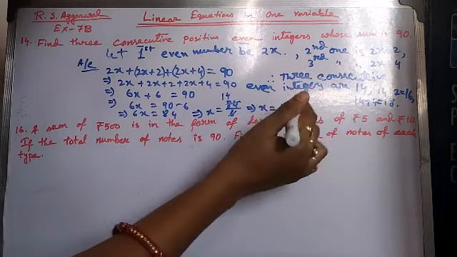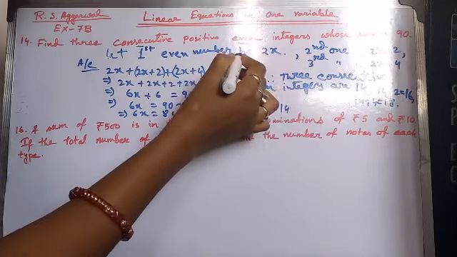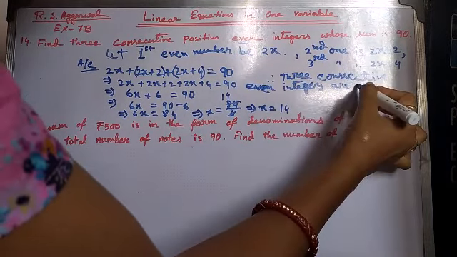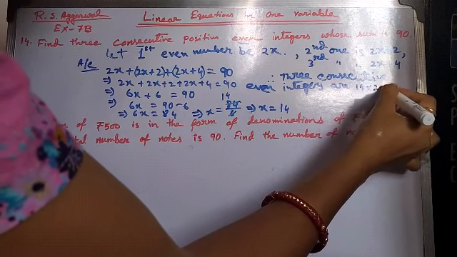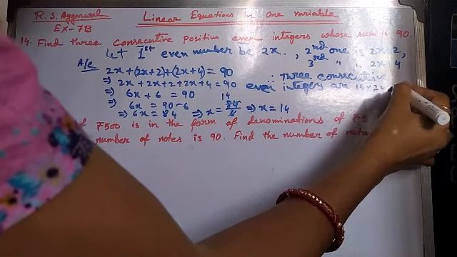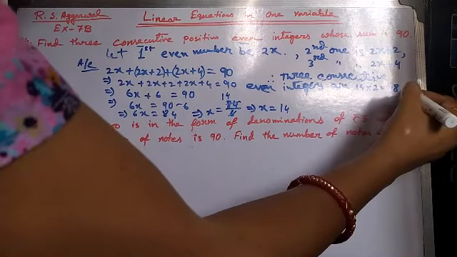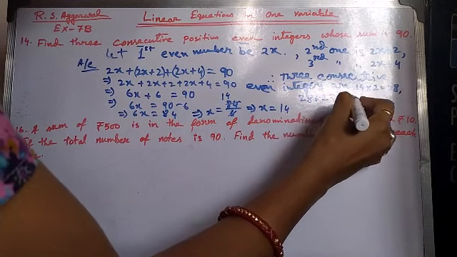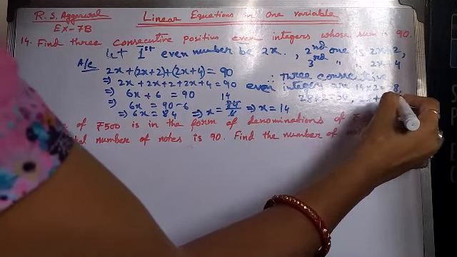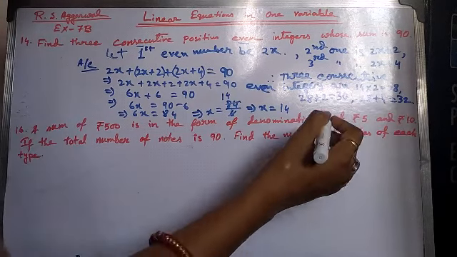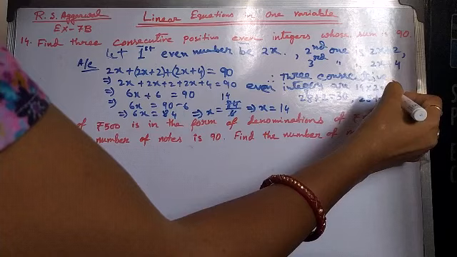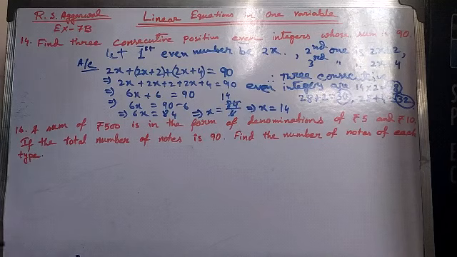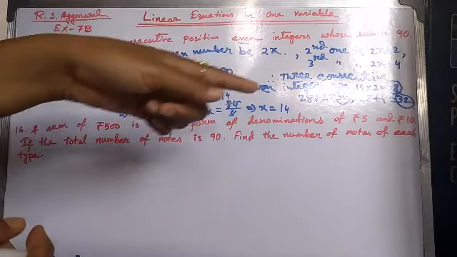Sorry, one thing here: x equals 14, but I have taken 2x, that's why it will be 2x, that means 14 into 2, that is 28. Then 28 plus 2, that means 30, and the last one is 28 plus 4, that means 32. That means 28, 30 and 32. These three are consecutive positive even numbers whose sum is 90.